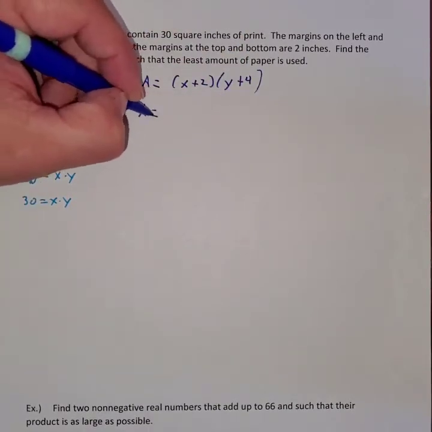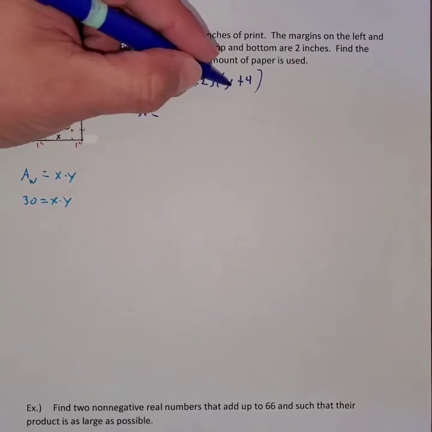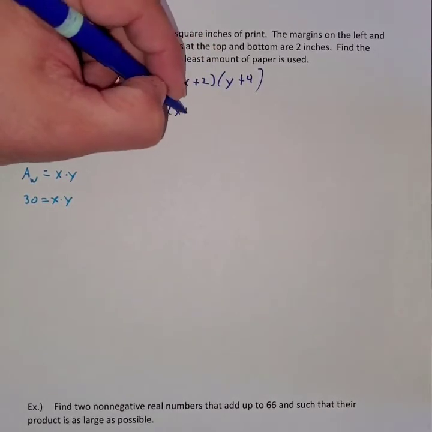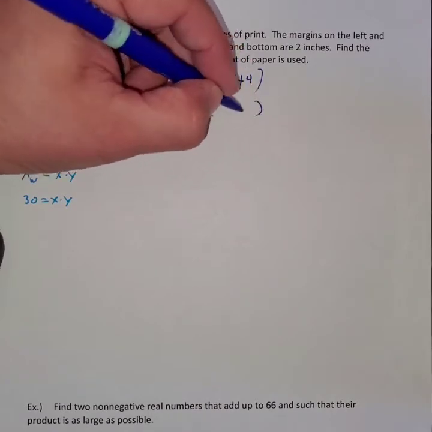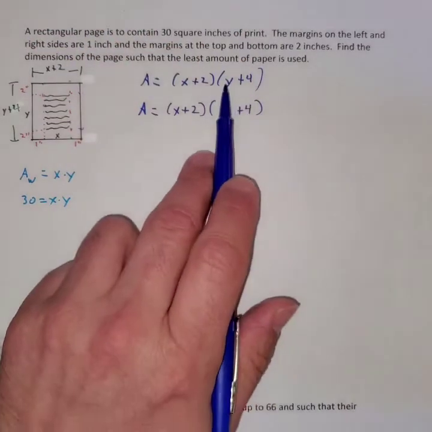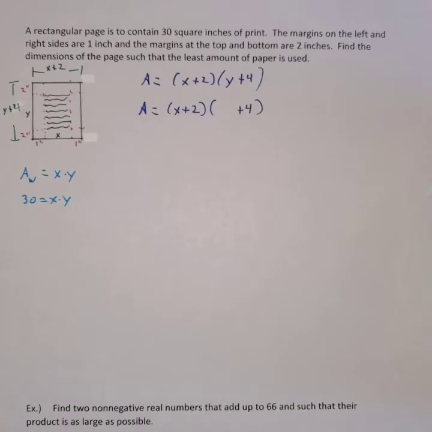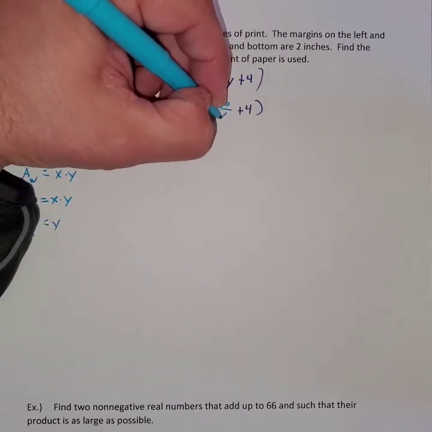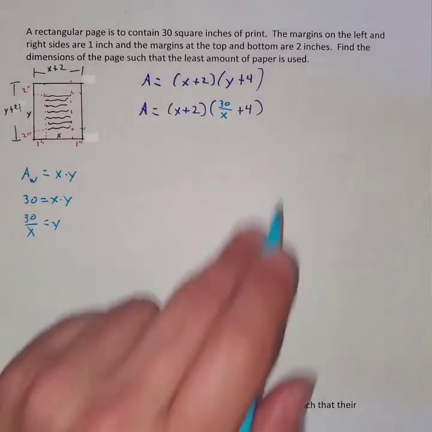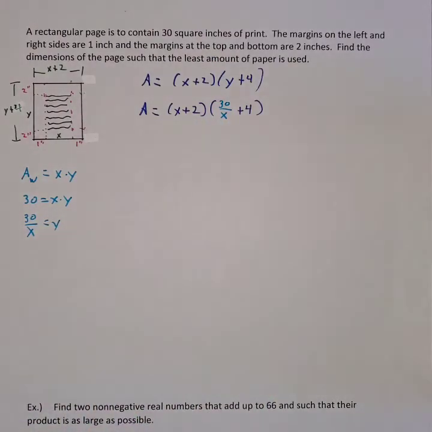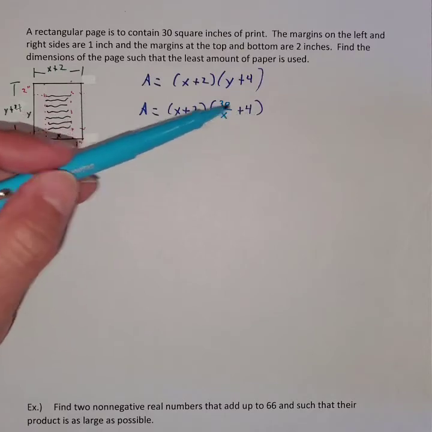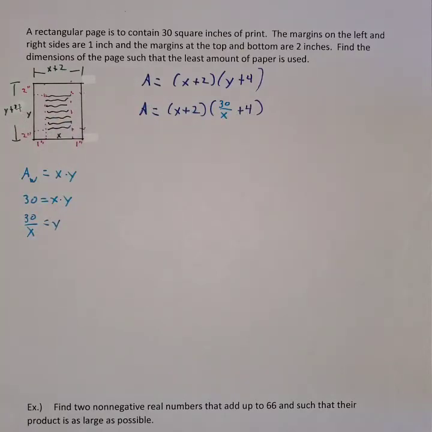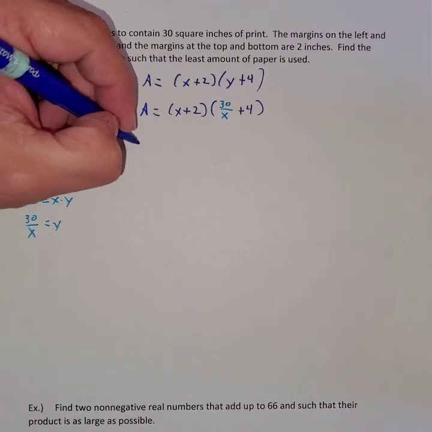So my larger area has two independent variables, X and Y. We want only one independent variable. I'm going to choose to replace the Y. That's where that other equation came in: 30 equals X times Y. If I divide by X, Y equals 30 over X. Now it's only in terms of X's. Now I could take my derivative and use product rule, but I'm going to actually distribute and simplify and then just use power rule.